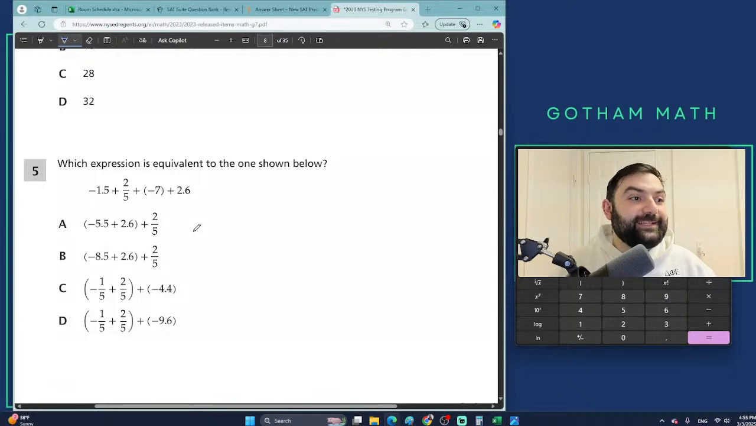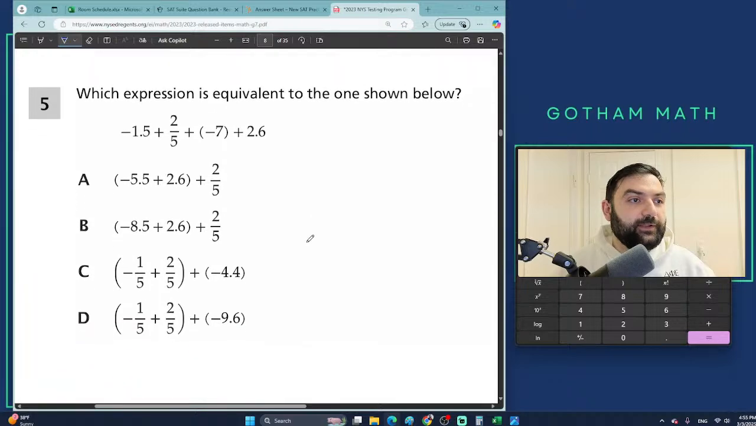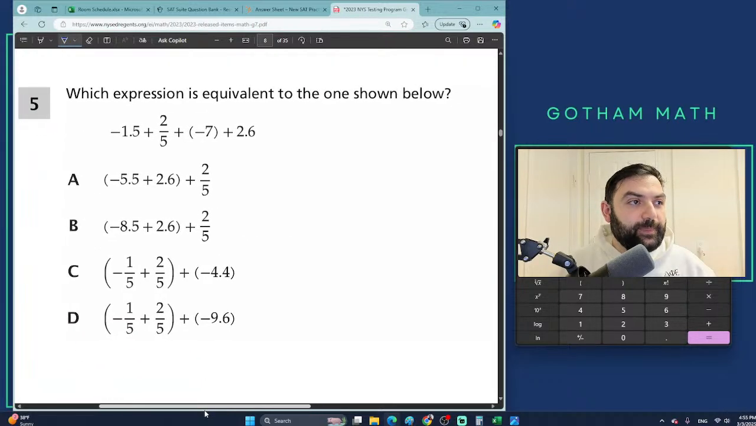Moving on. And this is interesting. This is a calculation, but it's not really a calculation question if you think about it. Look at this. Which expression is equivalent to the one shown below? Somehow one of these has the same value. You're either going to have to calculate all of that, which with a calculator is doable, but then you're going to have to calculate each one of those, so it's not going to be as pleasant as you would think.